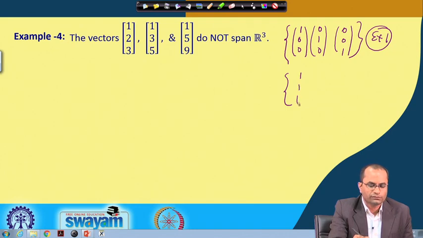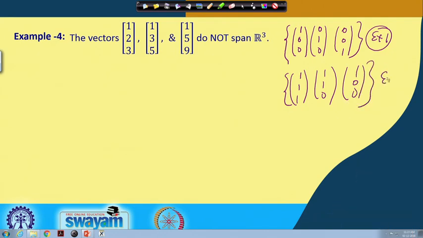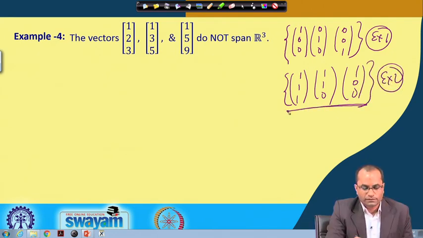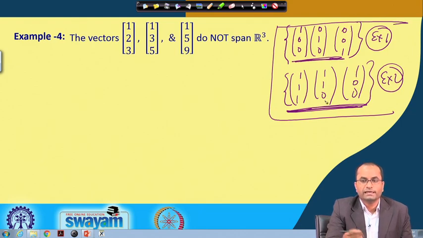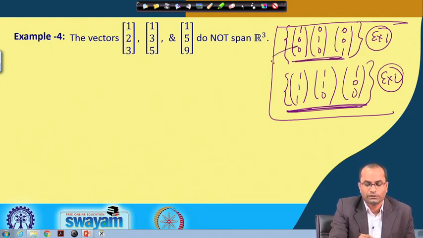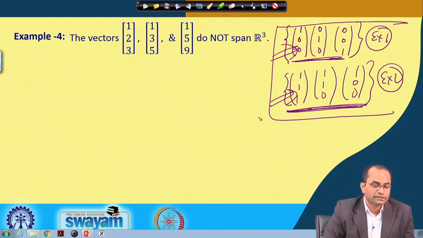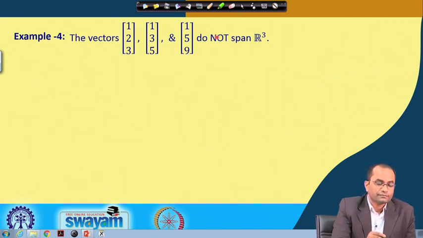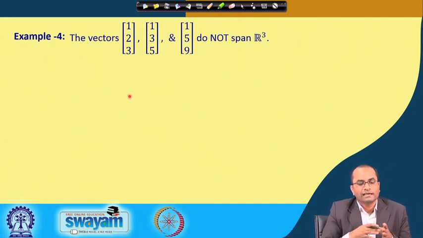Example 2, I guess it was 1, 1, 1 and then 1, 1, 0 and then we had 1, 0, 0. So, this was from example number 2. With this, though they have the 3 different elements from R3, they span R3, meaning any element of R3 we can write down in terms of these vectors. But now, in this case, we will observe that it is not possible that you take any 3 elements from R3 and that will form the spanning set.